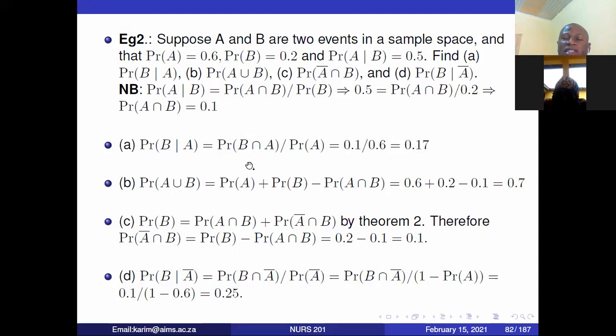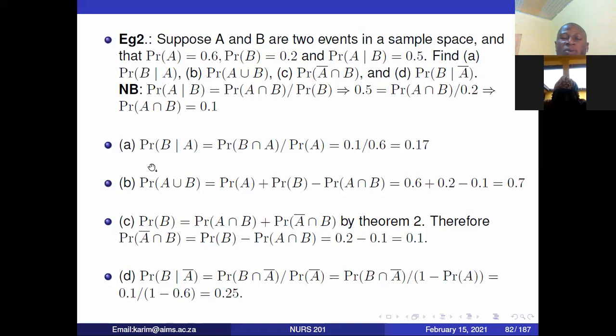We know our intersection to be this, which is 0.1, and we know our probability of A to be 0.6. So we substitute them. 0.1 divided by 0.6, and that will give us 0.17. So we have 17%. So the probability of event B occurring, given that event A has already occurred, is 17%.